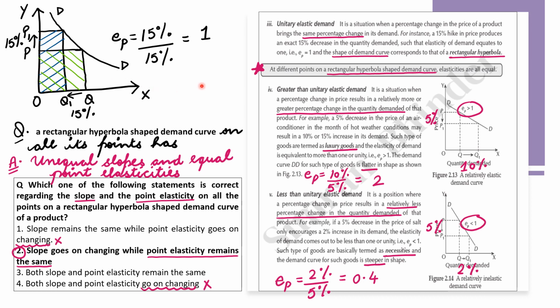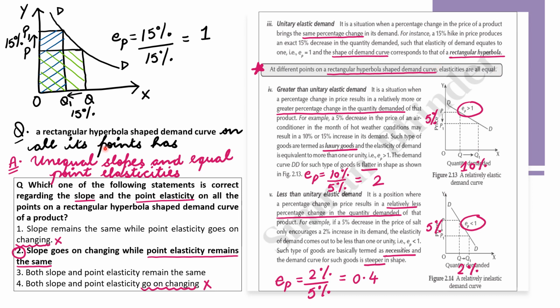So whatever I have discussed with respect to rectangular hyperbola, this is not a UGC-NET question, so don't take a headache for this. What you are supposed to prepare is that with respect to unitary elastic demand, there will be the same percentage change in quantity demanded of a product. You have to remember this, it is highly important. At different points on the rectangular hyperbola shaped demand curve, with respect to unitary elastic demand, the elasticities are all equal. This is very much important.